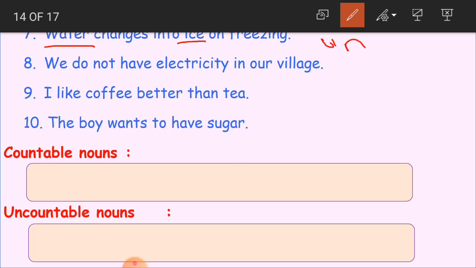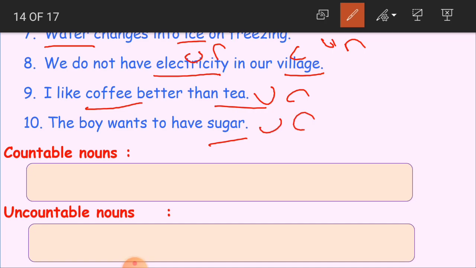We do not have electricity in our village. Electricity, uncountable. Village, countable. I like coffee better than tea. Coffee and tea, can we count, children? No, both are uncountables only. The boy wants to have sugar. Sugar is also in the form of small granules. We can't count even sugar. So, uncountable. Like this, children, you have to identify singular, plural and uncountable nouns.